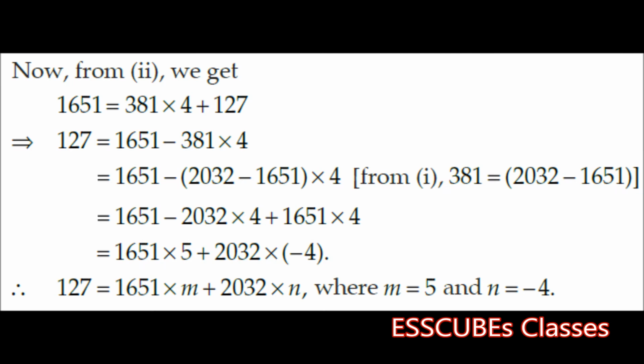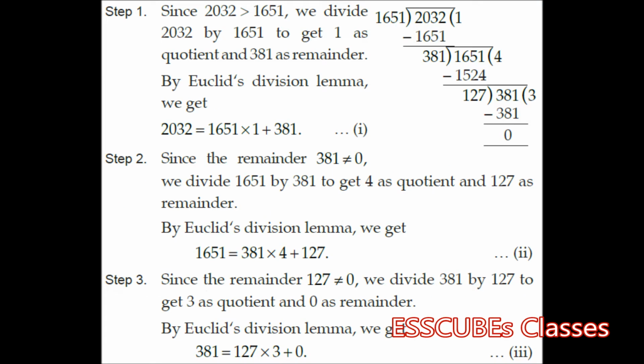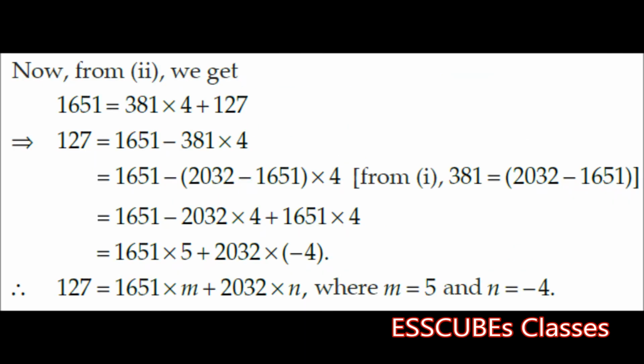How can I write 381? 381 was the first step that we got. Over there it was 2032 minus 1651, and then the 4 already exists. So I can write 1651 minus (2032 minus 1651) into 4. If I open up the bracket, I get 1651 into 5 plus 2032 into minus 4.